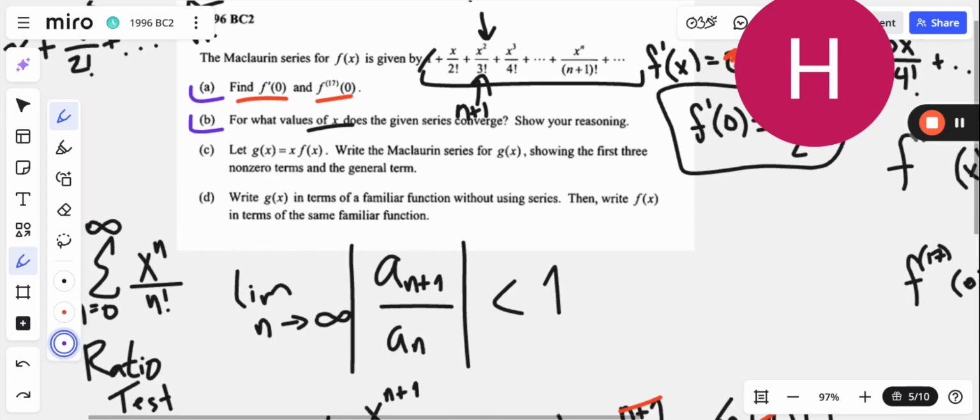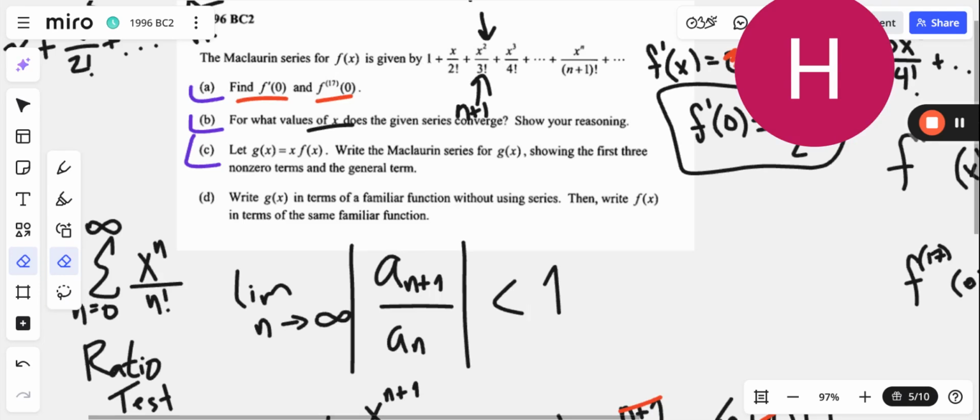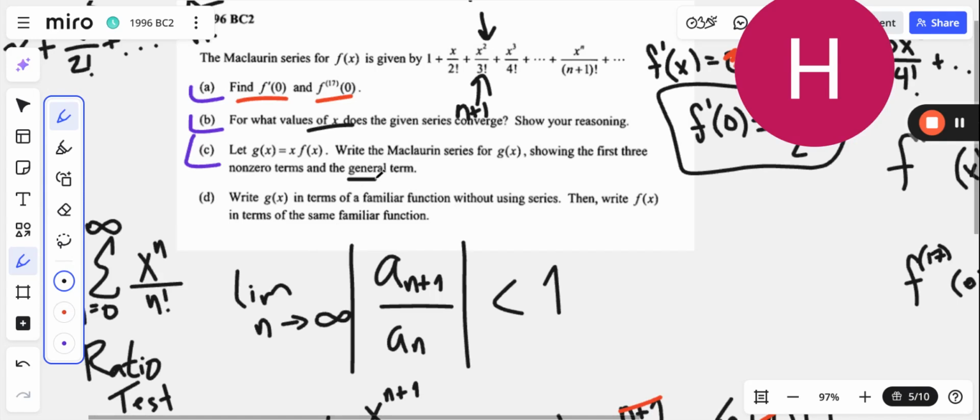Okay, let's go to part C. Now part C says, consider this new function, g of x, which is x times f of x. So it's all of this stuff they gave us up here, just times x to every single term. Write the Maclaurin series for g of x, showing the first 3 non-zero terms and the general term. Cool. Yeah, easy enough. Just multiply x on that bad boy.